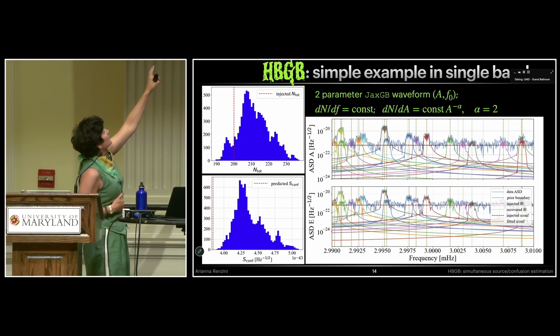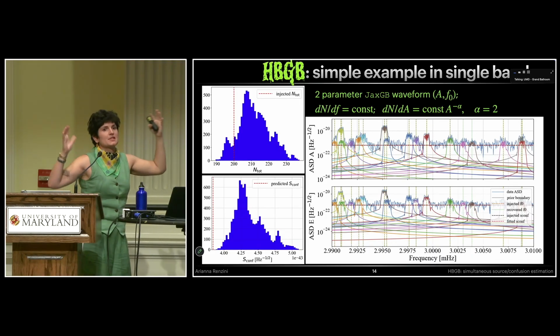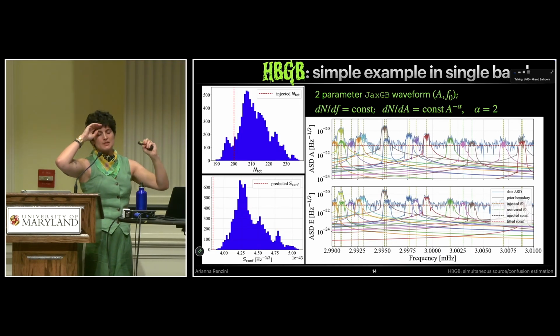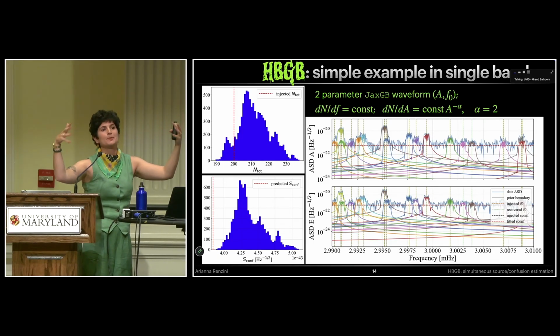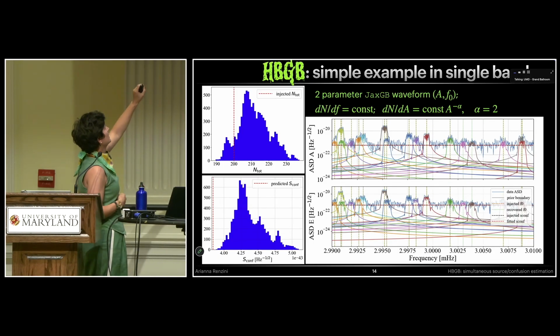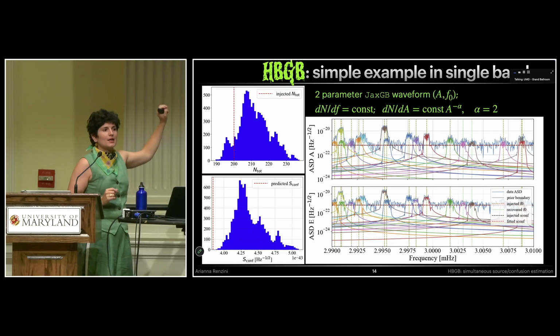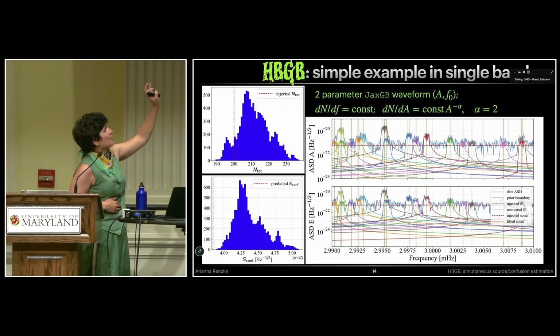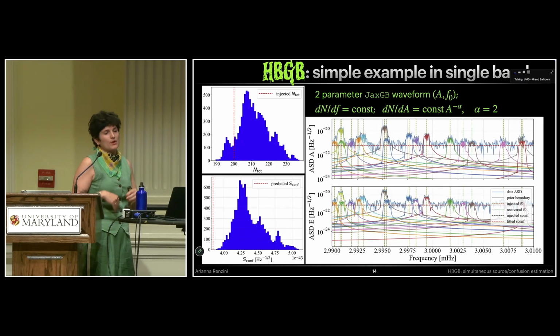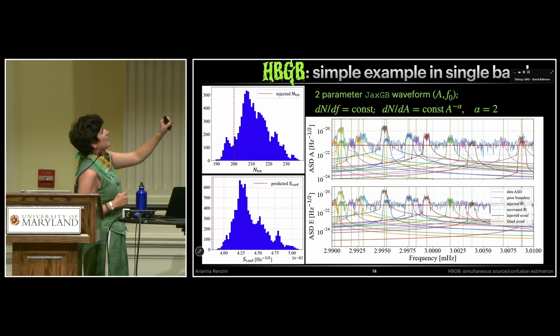I would say it successfully estimates the total number of sources. This is our population parameter that we're not keeping fixed. We're actually inferring it within the data. And it does an okay job estimating the confusion noise, and it does a good job in finding, I would say, 15 resolvable sources in this data set.